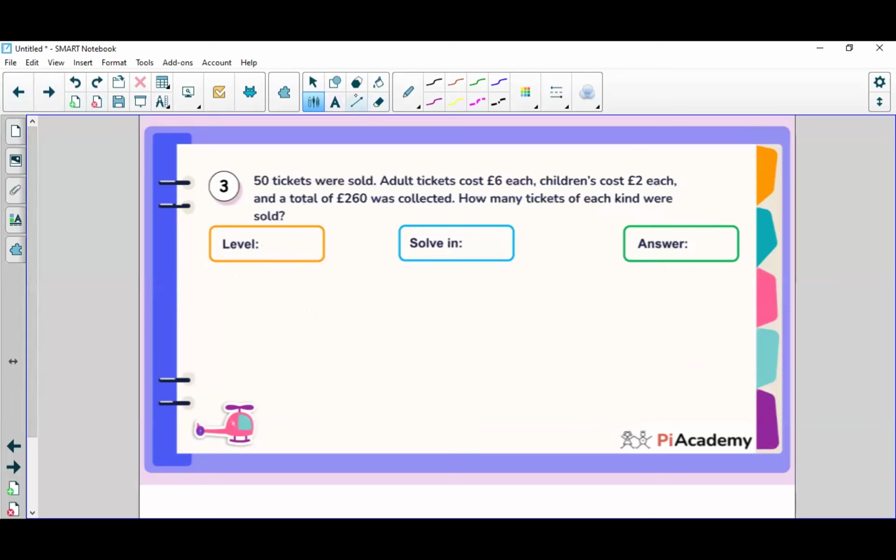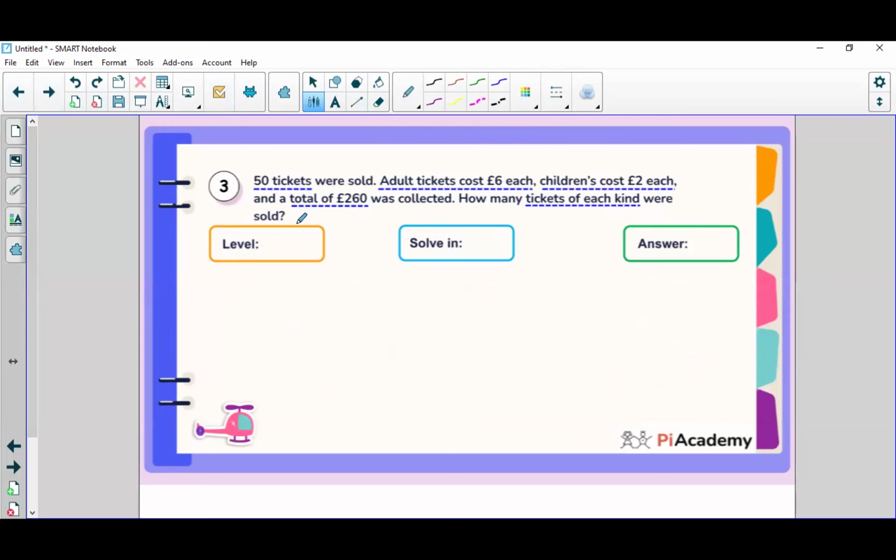So the question here is, 50 tickets were sold. How many tickets? 50 tickets. Adult tickets cost £6 each. This is the cost for adult tickets. Children's tickets cost £2 each. And a total of £260 was collected. So how many tickets of each kind were sold?